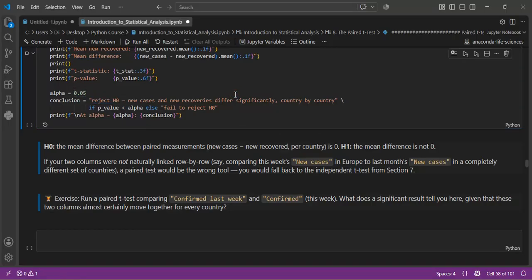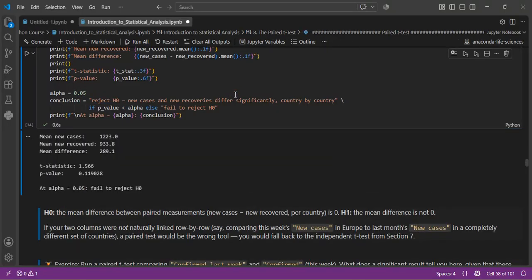So let me just run it for us to see the results. All right, so we have the mean and then mean new recovered. So these are the two means of the two columns that we have. The mean difference is 289. The t statistic, which is the differences in the mean, the size of the differences in the mean is 1.566.